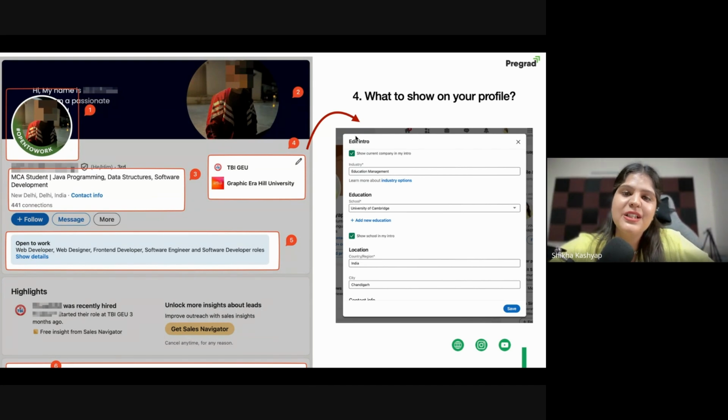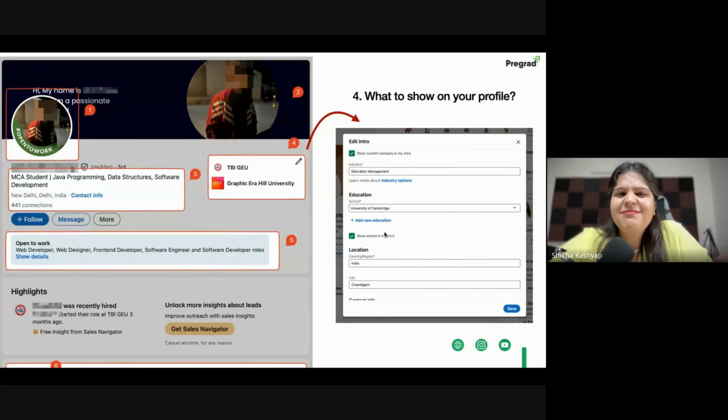A box like this will open, right? Where you can edit things. You have to scroll down. We all are scrolling things a lot these days, so I hope you know it. Do you know how to scroll on LinkedIn? Yes or no? Okay. So you will scroll down, and when you reach educational management, you have to tick this option, show school in my intro. So for whichever option you put a tick, that will be visible on your profile.